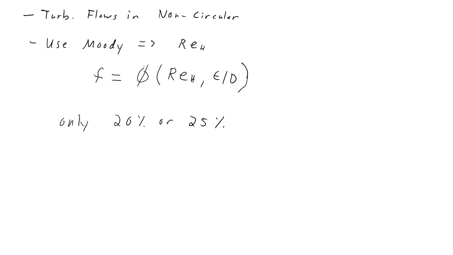So just as an example, for the laminar flows, Table 8.3 in the book has the C's, for example, flow in a square channel, and also for flow in an annular tube.